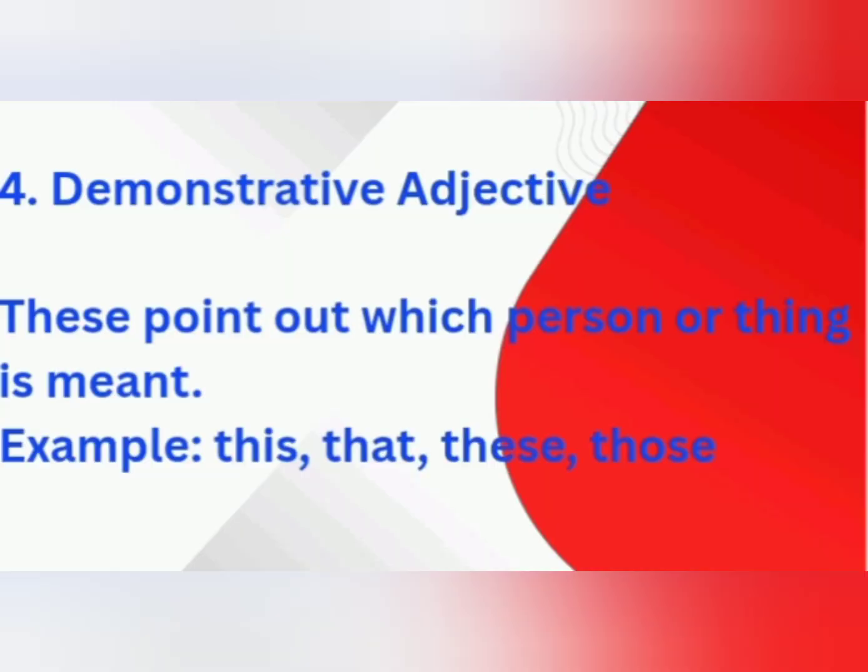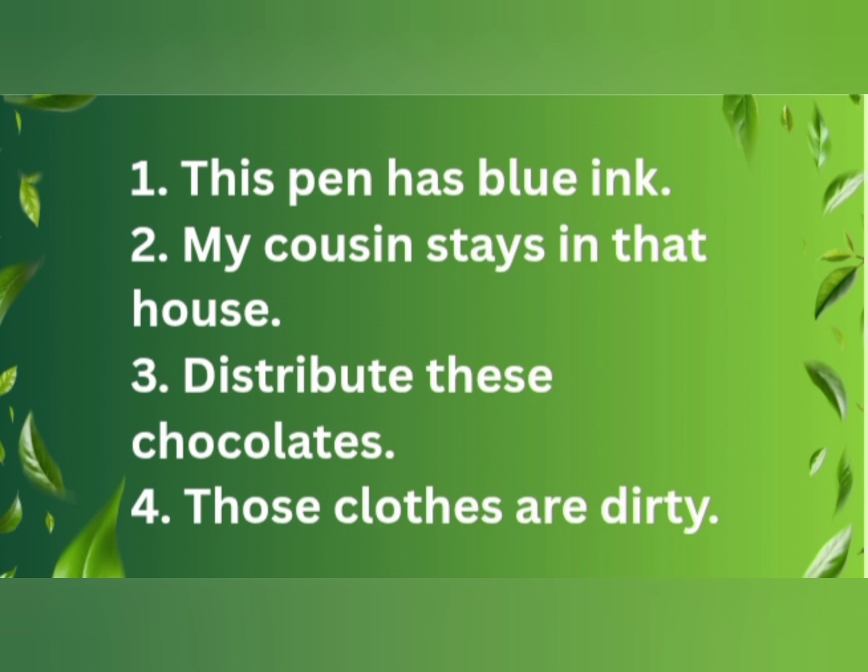Next is demonstrative adjective. These point out which person or thing is meant. For example, this, that, these and those. So this type of adjective is used to point out or show things. Example, this pen has blue ink. Here this. My cousin stays in that house. That is the demonstrative adjective. Distribute these chocolates. These. Those clothes are dirty. Here those.